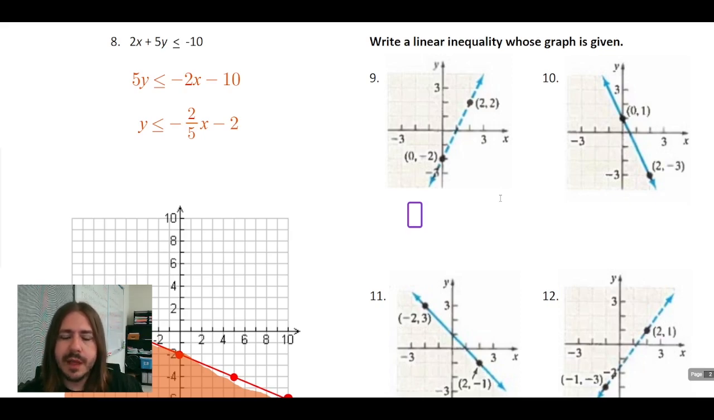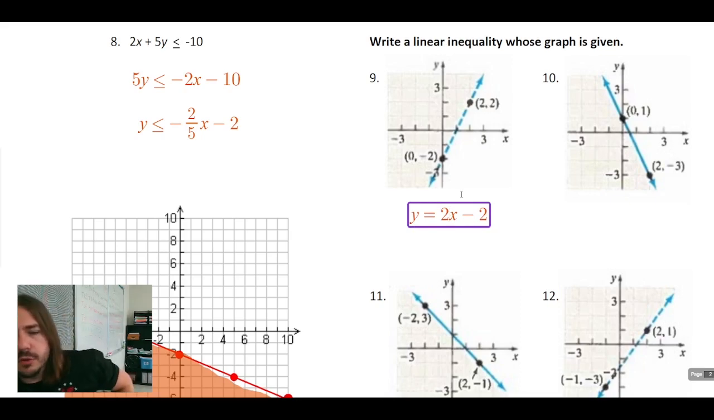So number 9 has a y-intercept of -2, so it's going to be y equals mx minus 2, and then looking at the slope, it looks like we're going up 4 over 2. That can be reduced. That's just going to be 2. So this would be like the equation if you were just writing the equation of the line, but this is an inequality. You can see that the shading is going up, and we have a dashed line here.